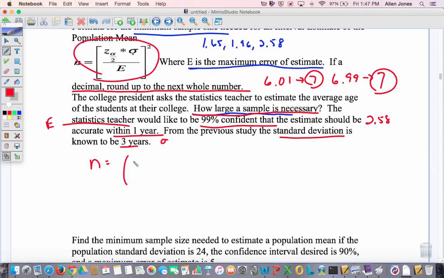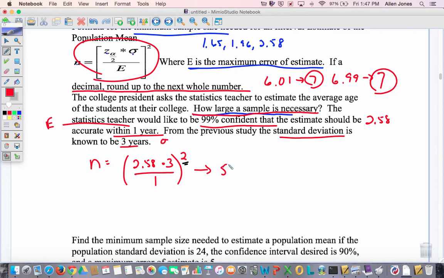There's our sigma. We've got the formula right up here above in front of us, so I don't need to rewrite it. But our z-score is 2.58. Our standard deviation is 3 years. And our maximum error of estimate is 1. And if anybody forgets to do something, they typically forget to square this, so I am going to just basically underline that. We're going to square 2.58 times 3.